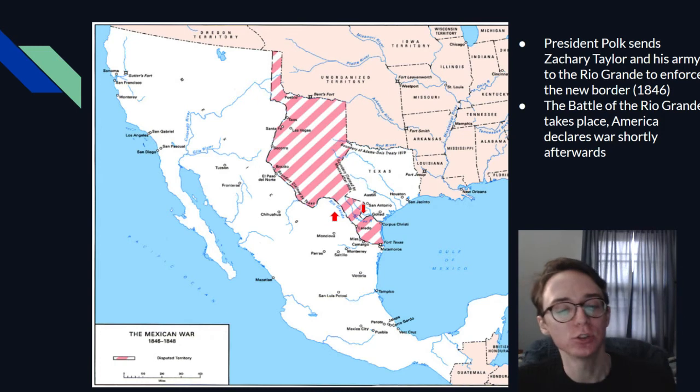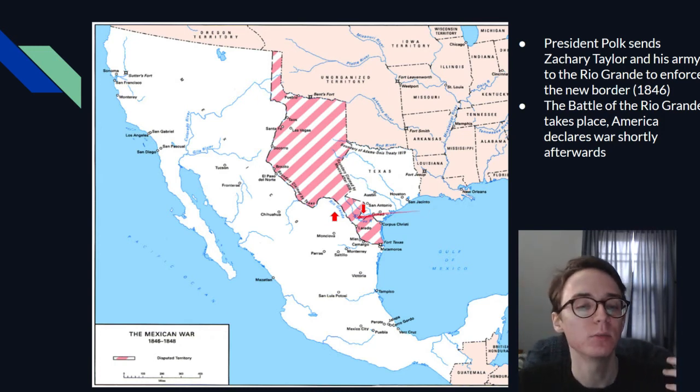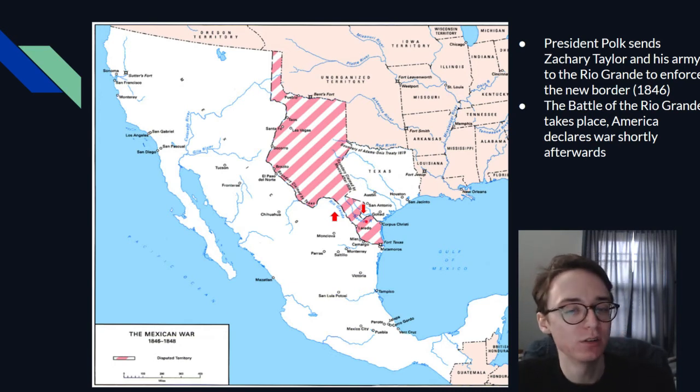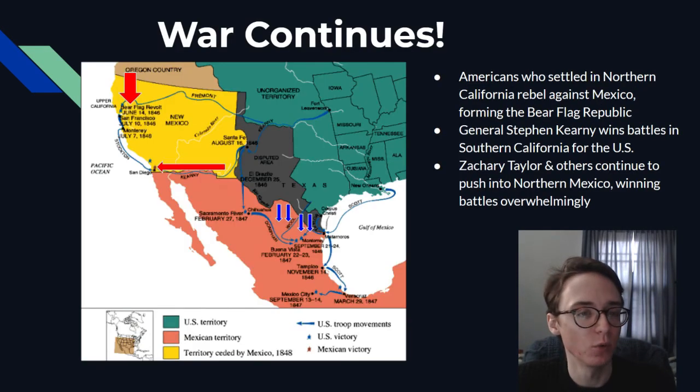So due to this dispute, America, we decide to kind of force Mexico's hand. And we station troops. Zachary Taylor, who later becomes president, actually, he is posted up on the Rio Grande River. And James K. Polk says that he's trying to enforce this new border. Mexico does not take this lying down, and they put their own troops there, and they begin the Battle of the Rio Grande. Once this battle happens, war has kicked off, right? There's no going back from this point. So we declare war formally, and war continues.